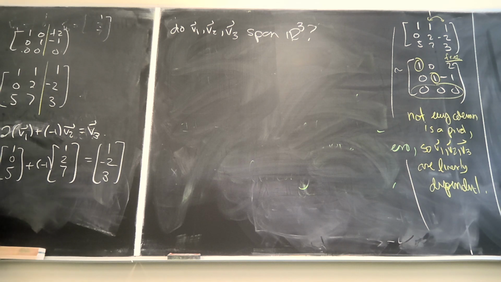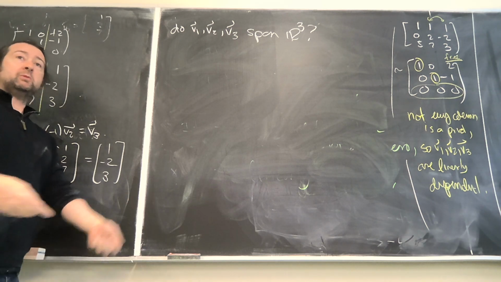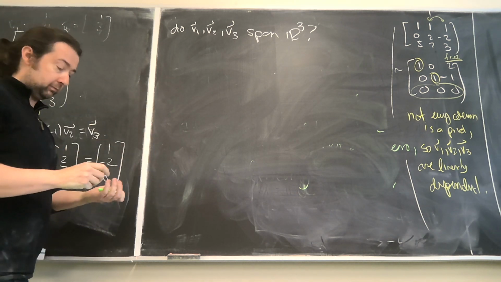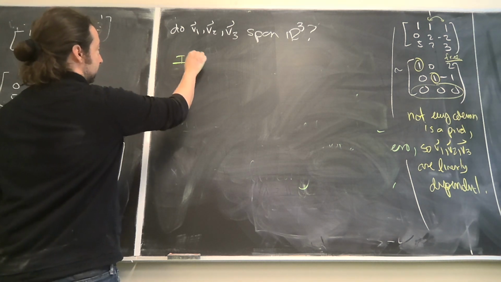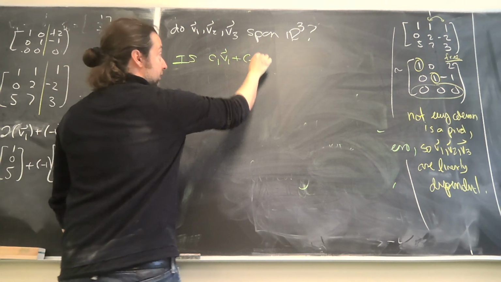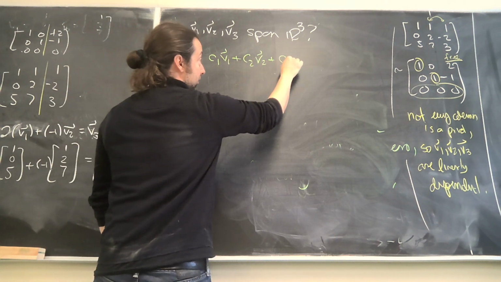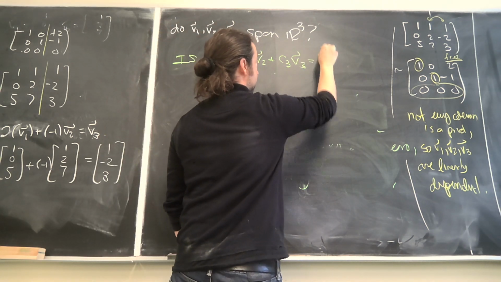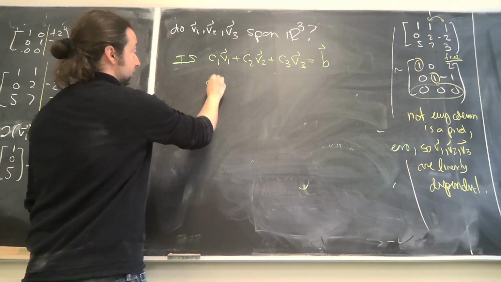I can get any vector in R3 by adding multiples of V1, V2, and V3 to each. Okay, so what would be the specific thing I'm trying to write? So by adding multiples, what's the actual equation I would write down? C1 V1 plus C2 V2 plus C3 V3 equal to matrix A B. Okay, so is that always consistent?